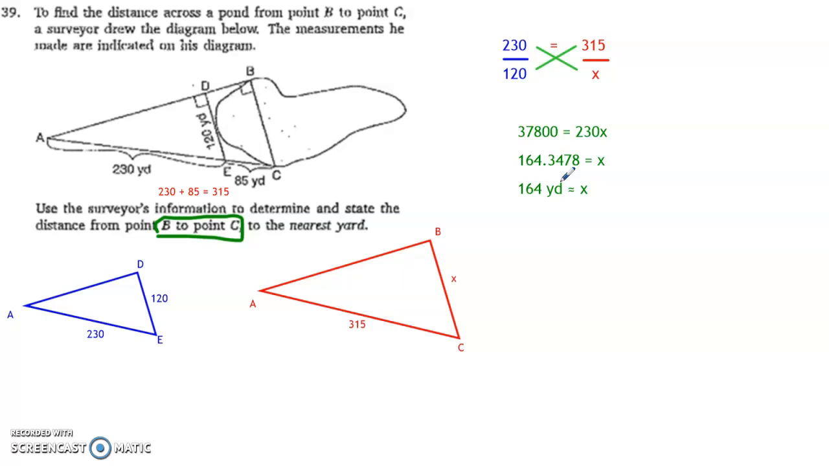Incidentally, if this is a 4-point question, you're trying to get all 4 points, which means you need to round correctly. It asks for the nearest yard, and you also need units. That would be yards, as I said.